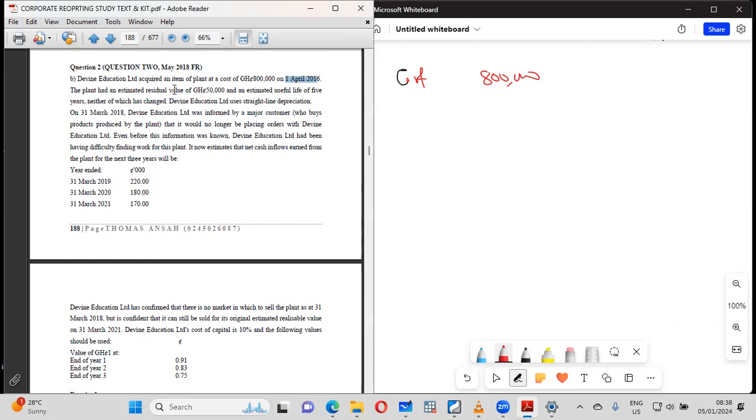The estimated residual value is 50,000. So be mindful, residual value is what? 50,000. This residual value, do you remember when we were talking about VIU, we said the residual value should be part. Don't forget that. These are the tricks in the exam. All right. 5 years useful life.